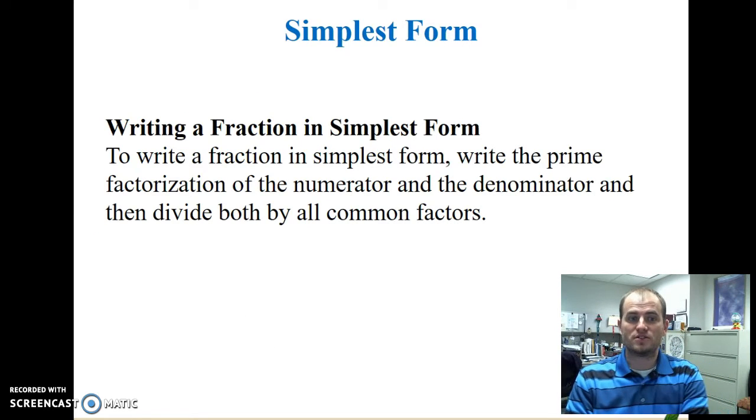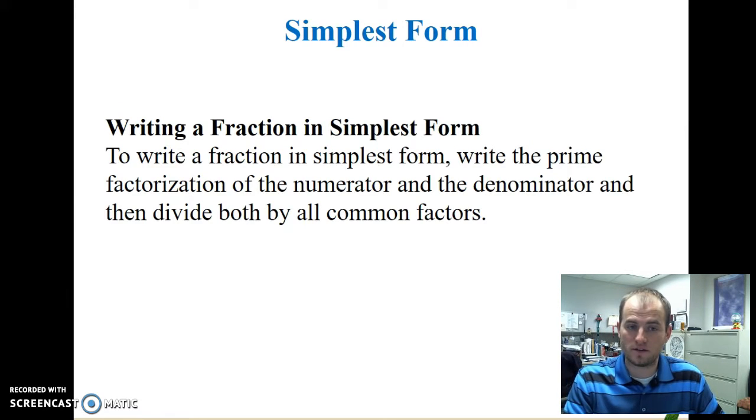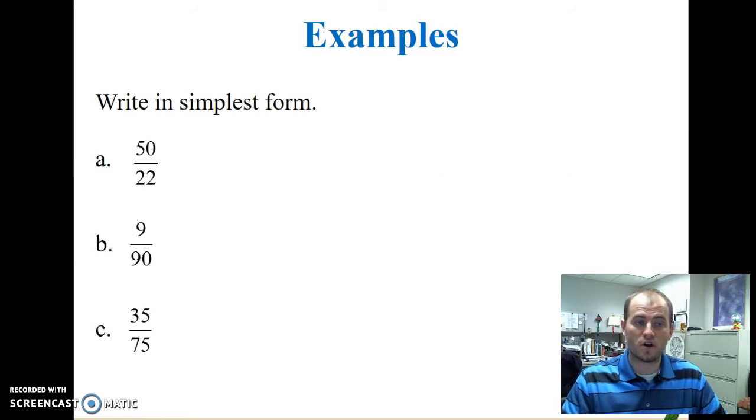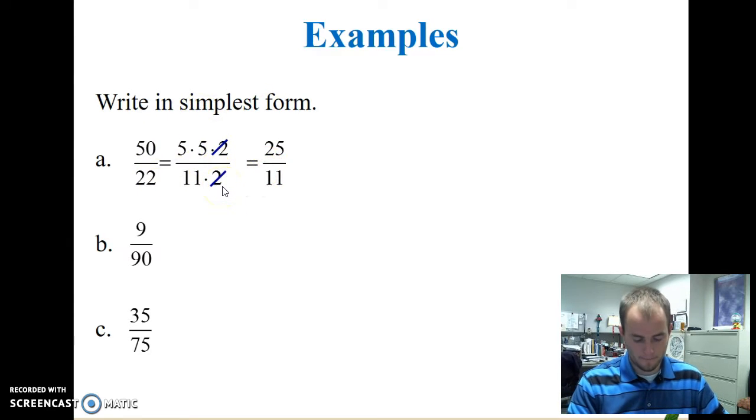Alright, to write a fraction in simplest form, you write the prime factorization, reduce it, and divide by all common factors, so there are no common factors left. So, some more examples. 50 over 22. 2 goes into both 50 and 22, so you can reduce the 2's, and you're left with 2 goes into 50 25 times, 2 goes into 22 11 times. Remember, you don't have to write this middle step out if you don't want.